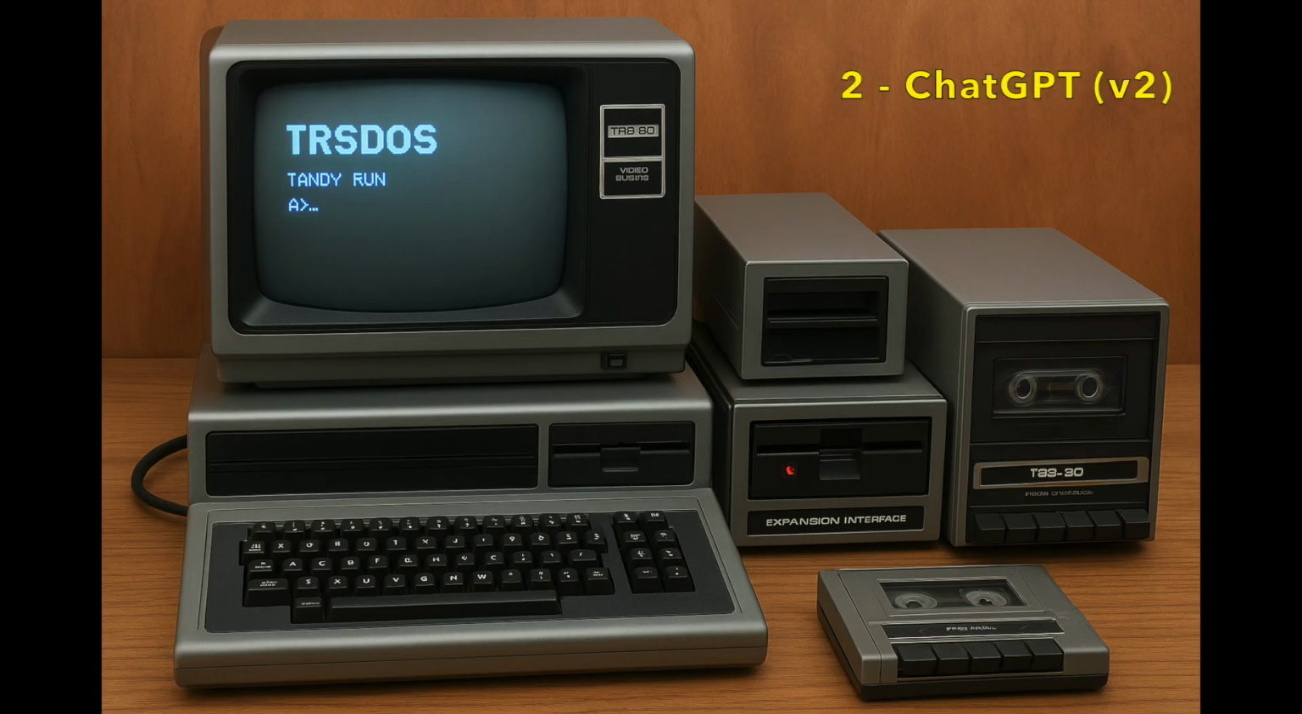Moving on to ChatGPT, we see two cassette decks. Looks kind of like a tape drive. There is what looks like a floppy drive and another floppy drive under the monitor with a keyboard and a monitor. While it's not totally correct, this does look like a reasonably decent rendering.